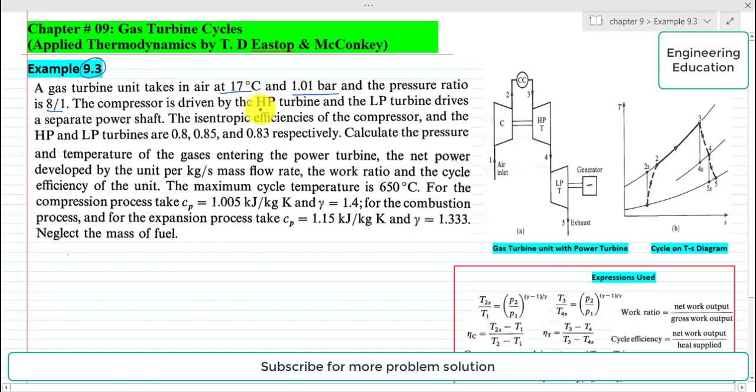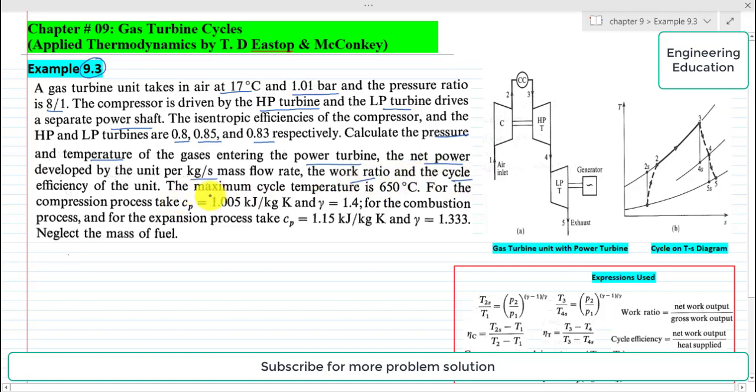The compressor is driven by a high pressure turbine, and the low pressure turbine drives a separate power shaft. The isentropic efficiencies of the compressor and the high pressure and low pressure turbines are 0.8, 0.85 and 0.83 respectively. Calculate the pressure and temperature of the gases entering the power turbine, the net power developed by the unit per kilogram per second mass flow rate, the work ratio and the cycle efficiency of the unit.